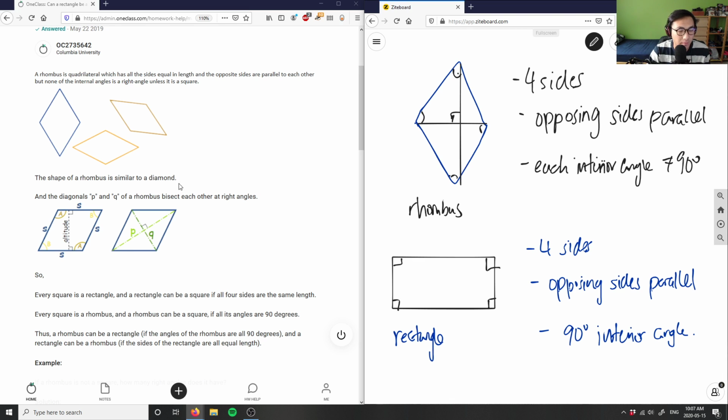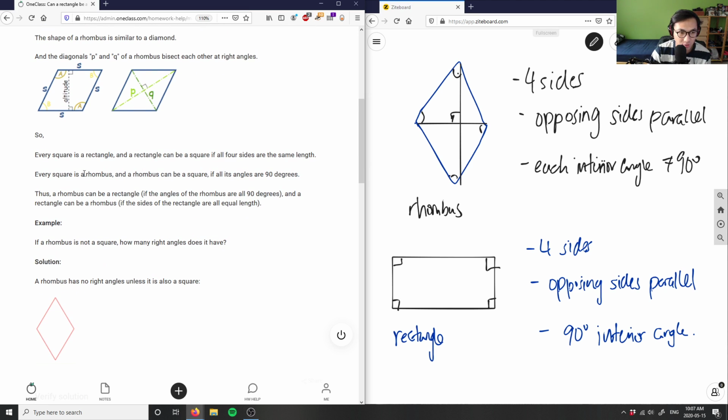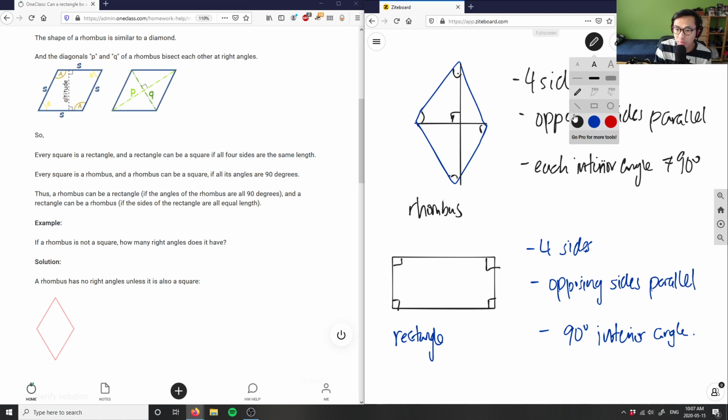So it says here, the solution is saying here, each square is a rectangle, and a rectangle can be a square if 4 sides are the same length. That's true. Every square is a rhombus, and a rhombus can be a square if all angles are 90 degrees. Yes, that's okay. And then it says, thus a rhombus can be a rectangle if only the sides are 90 degrees, and a rectangle can be a rhombus if the sides are equal length. So basically what I said before about the 90 degrees, right?